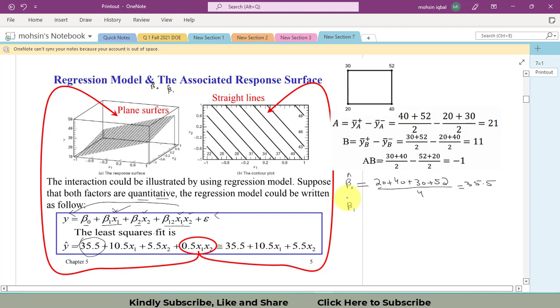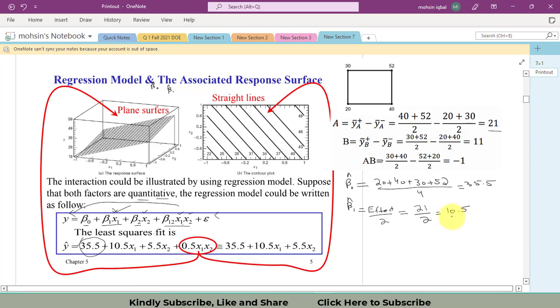So we will write the estimate of the first variable, beta 1. This will be equal to... what is the effect of A over the first variable? The effect of A is 21. Keep in mind that whenever you divide the effect of the variable by 2, you will get its coefficient. So I will divide 21 by 2, and 10.5 is the estimate of my beta 1, or 10.5 is the slope for the first variable, or it is the effect of the first variable on the response variable.